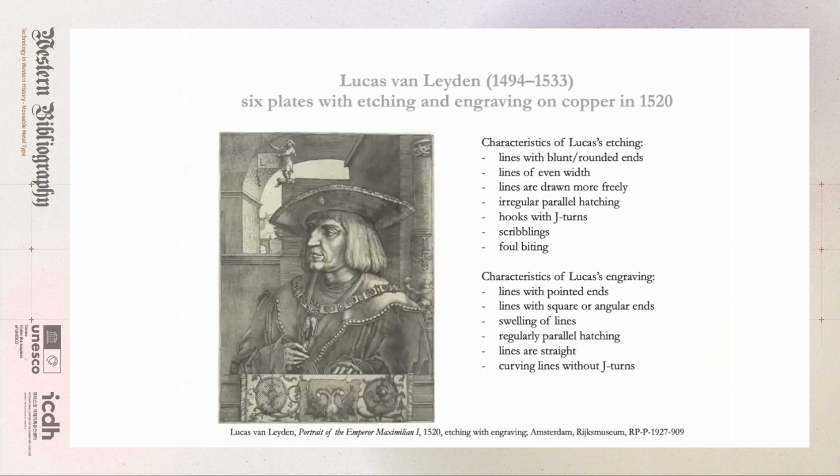The Dutch artist Lucas van Leyden combined etching and engraving in 6 plates, all dated 1520, such as this one. It is the combination of the two techniques that makes clear he must have worked on copper plates, because iron could not be engraved. On the right are a number of characteristics by which etching and engraving can be distinguished in the print, and consequently in all other engravings and etchings.